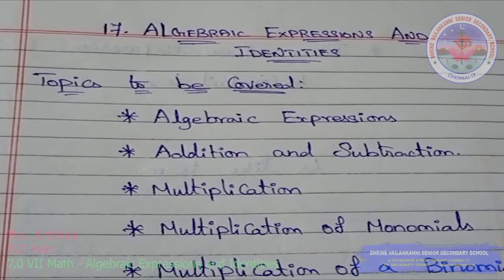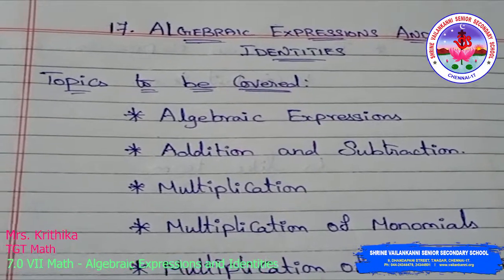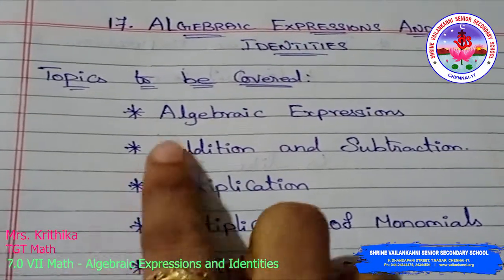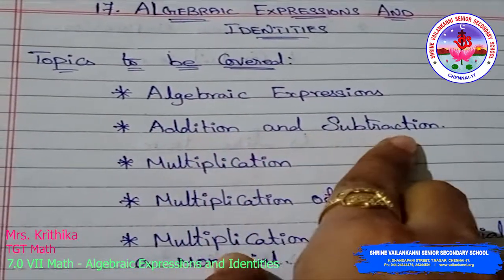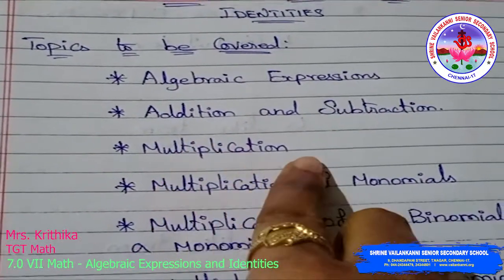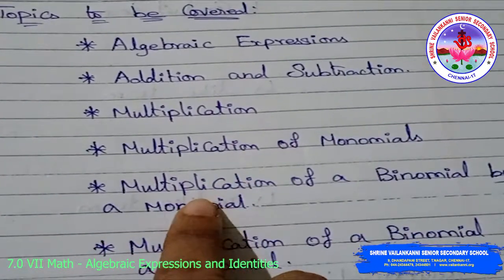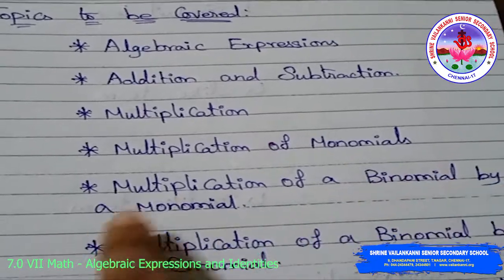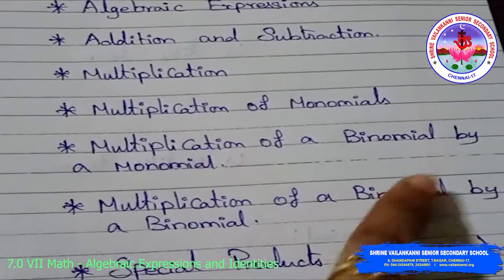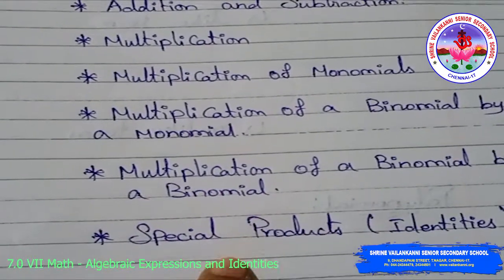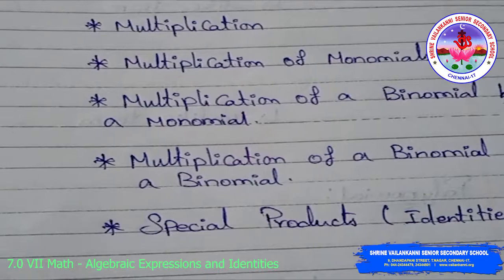The next chapter is the 17th chapter, algebraic expressions and identities. Topics to be covered. The first one is algebraic expressions. Second one, addition and subtraction. Third one, multiplication. Next one, multiplication of monomials. Next one, multiplication of a binomial by a monomial. Next one, multiplication of a binomial by a binomial. The last one is special products, that is identities.